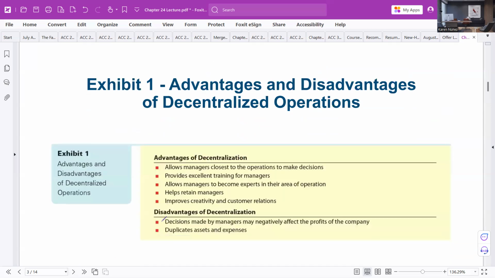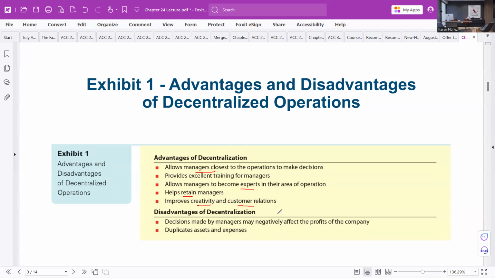Some of the key advantages, the reasons why we have companies characterized by decentralized operations, is that it puts those managers closest to the decisions. It gives managers more opportunities for training, and it allows them to gain the expertise that they need in certain areas of operation. Typically, it will lead to greater retention of managers. When you have centralization and all the decisions are made at the top, it's very hard to hold on to managers because they feel like they're not engaged, they're not participating, and so they will typically move on. They will leave a lot faster in centralized operations than in decentralized operations. And you get a little bit more creativity, and again, better customer relations when you have decentralized operations.